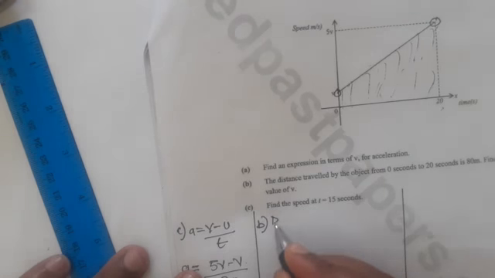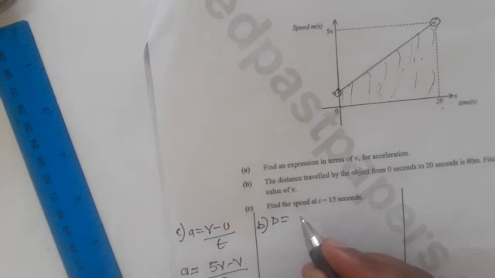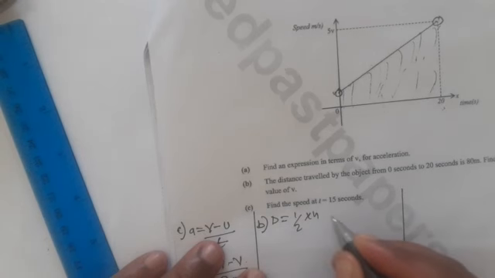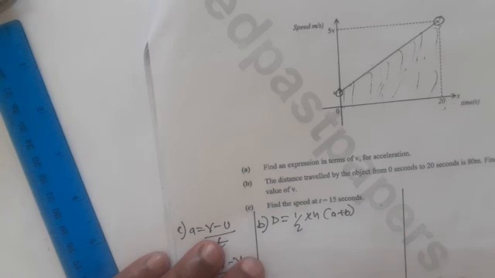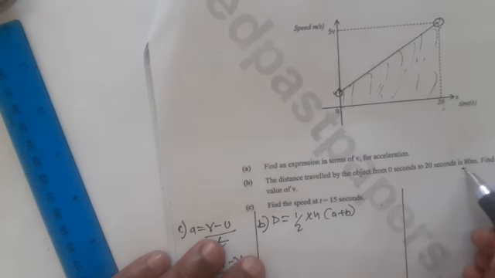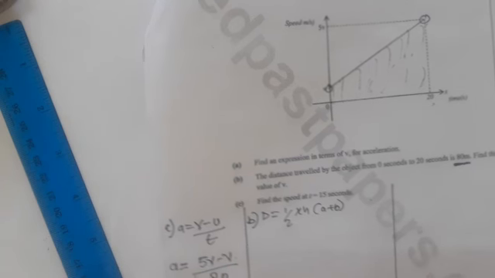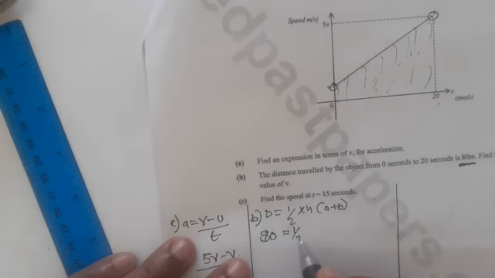So I'll say distance is given by the area of a trapezium, which is half times h, times A plus B. You can put the h this side. Now, we've been told that the distance is what? 80. So the distance is 80 meters, is equal to half times.